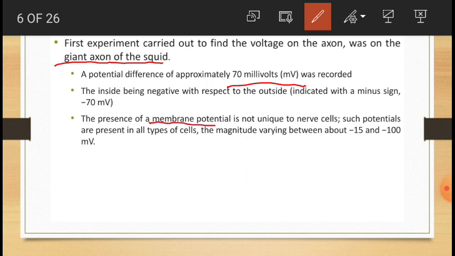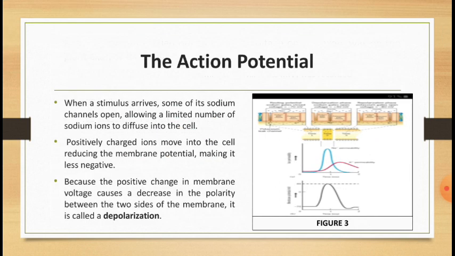Now, membrane potential is not only present for nerve cells, it is present for all types of cells, and this can vary from between minus 15 millivolt to minus 100 millivolt.